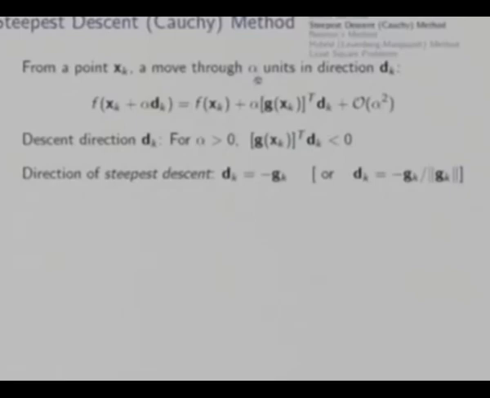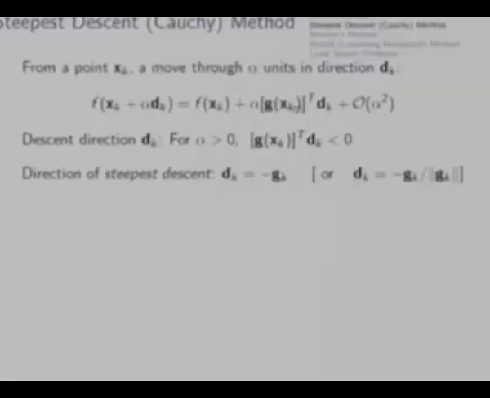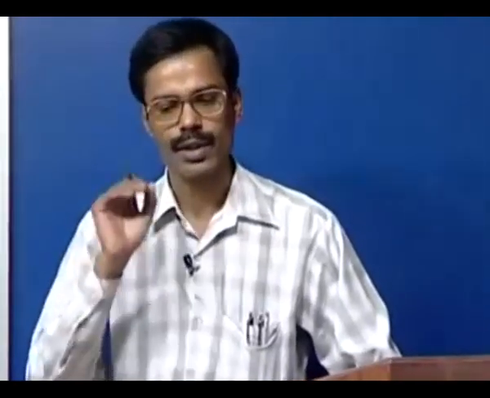If you omit the higher order terms, then you find that this is the change in the function value. Now, if along the direction dk the function value decreases at least in the local neighborhood, then you call that direction dk a descent direction. That is, for positive alpha, if this is negative, then the direction is called a descent direction. That is, along that direction an infinitesimal step will tend to decrease the function. And since our problem is that of minimization, typically we would like to operate along a descent direction.